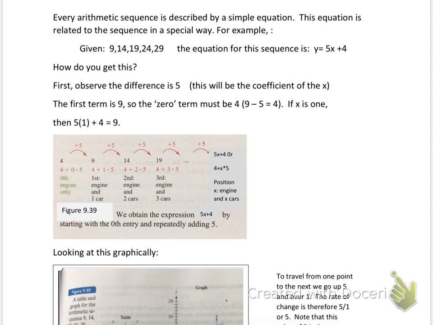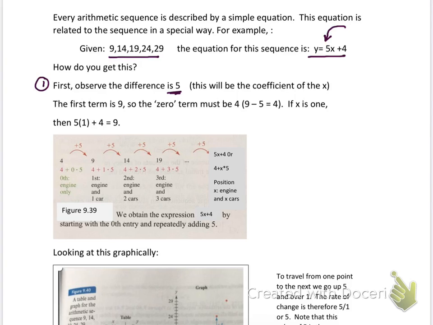Okay, every arithmetic sequence is described by a simple equation. This equation is related to the sequence in a special way. So, for example, if you're given this arithmetic sequence, the equation for this sequence is this. And you think, okay, how can that possibly be? So you've got to think about this in a special way. First, I want you to observe that the difference between the terms is 5. Okay? That is where this coefficient of the x comes from.